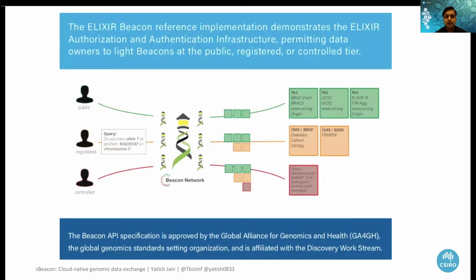In 2019, Nature Biotech published a federated discovery and sharing of genomic data using Beacon, a protocol that allows secured exchange of genomic information. A reference implementation of the same is Elixir Beacon. Elixir implementation allows users to query for a specific allele at a specific location on a specific chromosome, and Beacon responds to that query with a yes or a no.